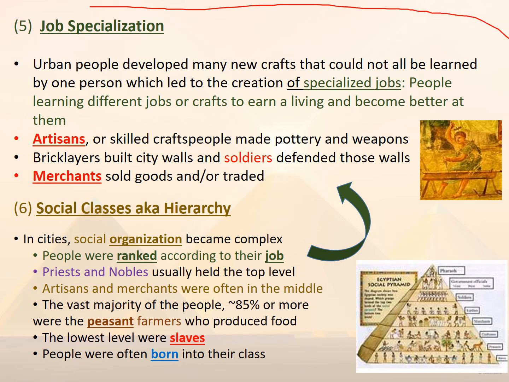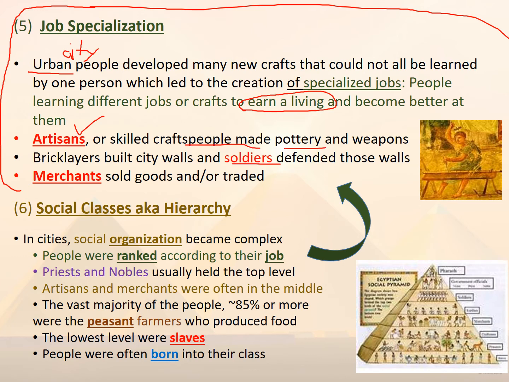Early civilizations had increasingly sophisticated job specialization, in that these urban or city people developed new crafts and new technologies that couldn't all be learned by one person and would be learned instead by groups of people, like a merchant quarter, a stoneworker's quarter, a metal worker's quarter. And they would build on the knowledge of each other. And these people didn't grow food. All they did is earn a living by making things. So these are artisans or skilled craftspeople, again, pottery, weapons, whatever it is they're making.